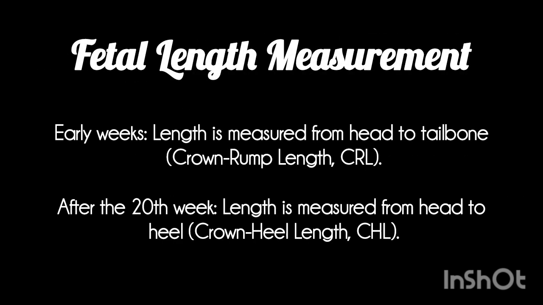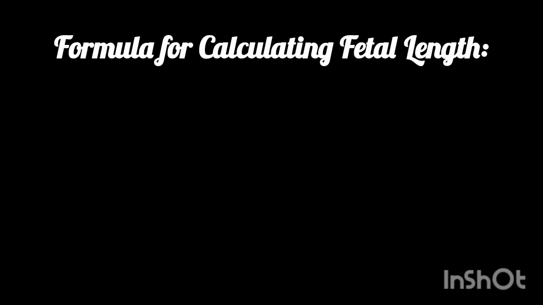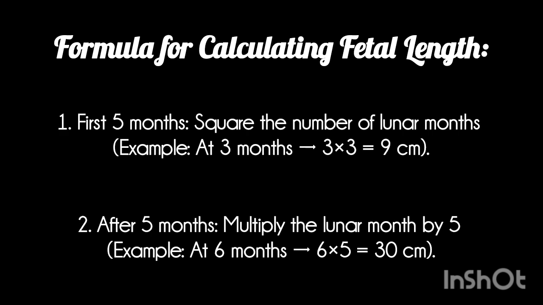Early weeks: length is measured from head to tailbone, crown rump length, CRL. After the 20th week, length is measured from head to heel, crown heel length, CHL. Formula for calculating fetal length. 1. First 5 months: square the number of lunar months. Example, at 3 months → 3 times 3 equals 9 centimeters.